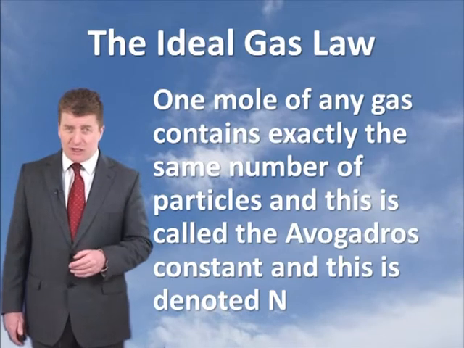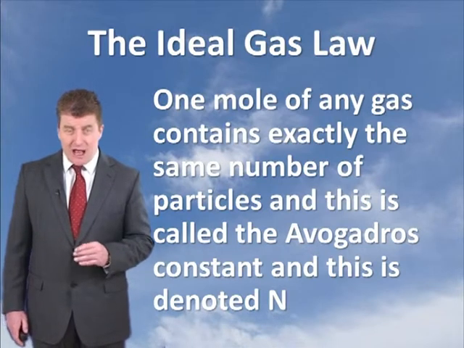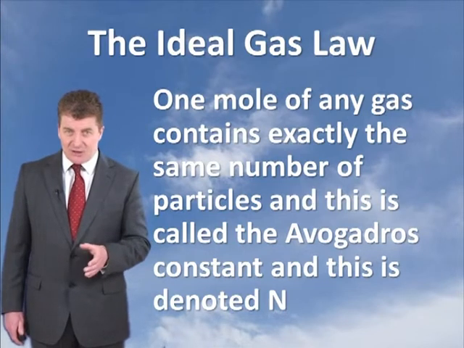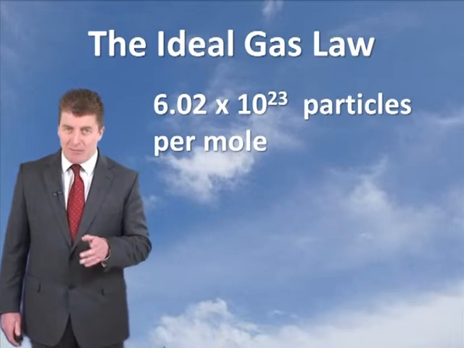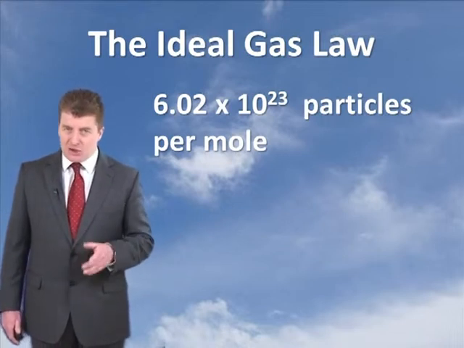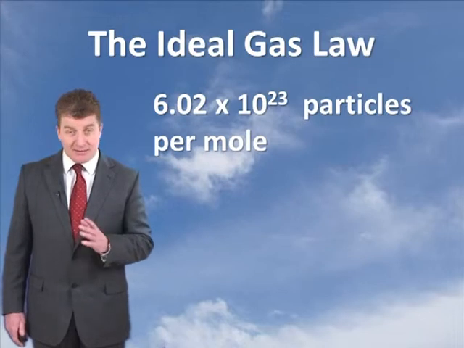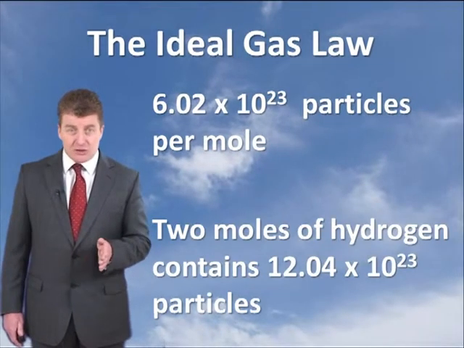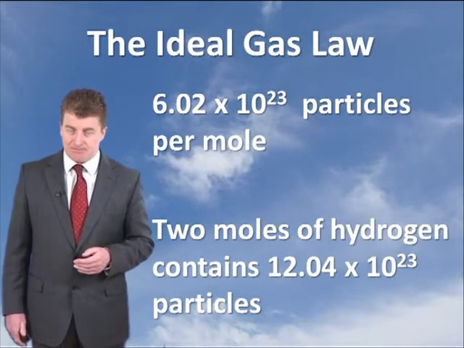The number of molecules in a mole of gas is called Avogadro's constant. What is the value of this? This value is 6.02 times 10 to the 23 particles per mole. So 1 mole of nitrogen will contain 6.02 times 10 to the 23 particles. 2 moles of hydrogen contain 12.04 times 10 to the 23 particles.